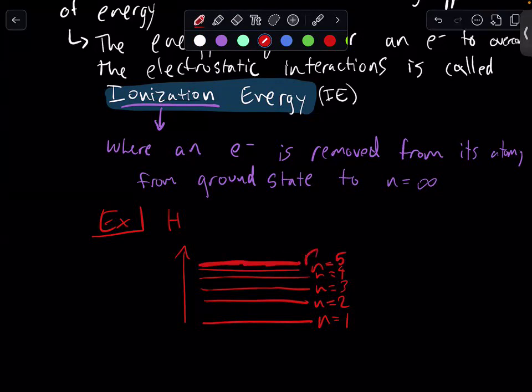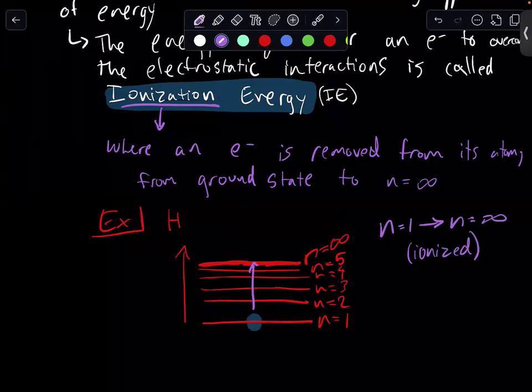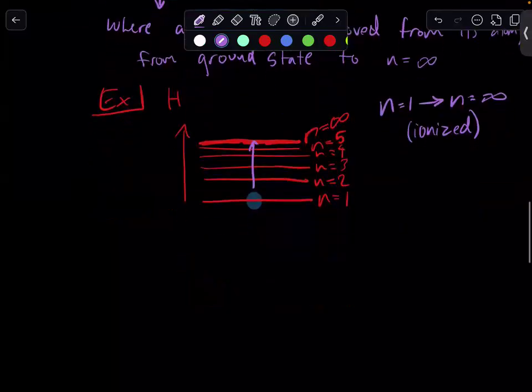Make it a little thicker. This is n equals infinity. When we take our electron and promote it to n equals infinity, we say it is ionized, because that's where the nucleus stops having that attractive pull on it, or stops having a meaningful pull. The pull becomes negligible.